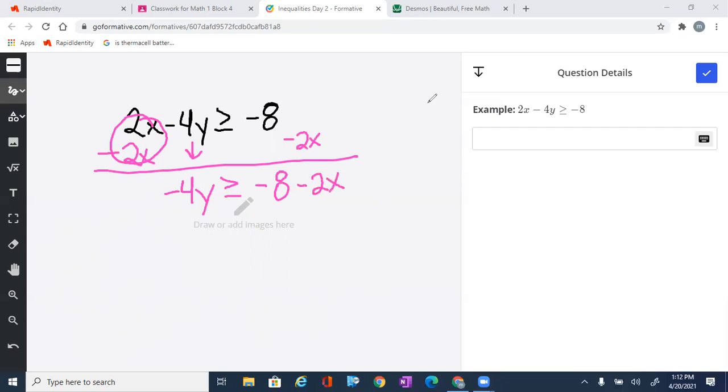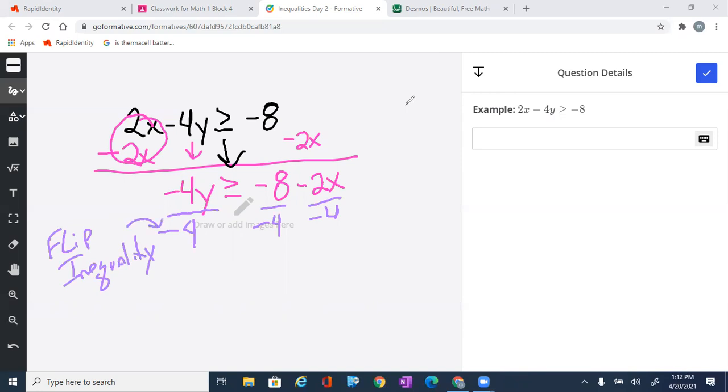And notice at this point, the inequality has stayed the same. However, we are going to be getting rid of that negative 4, and when we get rid of that negative 4, we're dividing by a negative, and we're going to do that to everything on the other side. And because we are doing this, because we are dividing, we have to remember to flip the inequality. And it's not because we're dividing, it's because we are dividing by a negative. If it was positive, it would stay exactly the same.